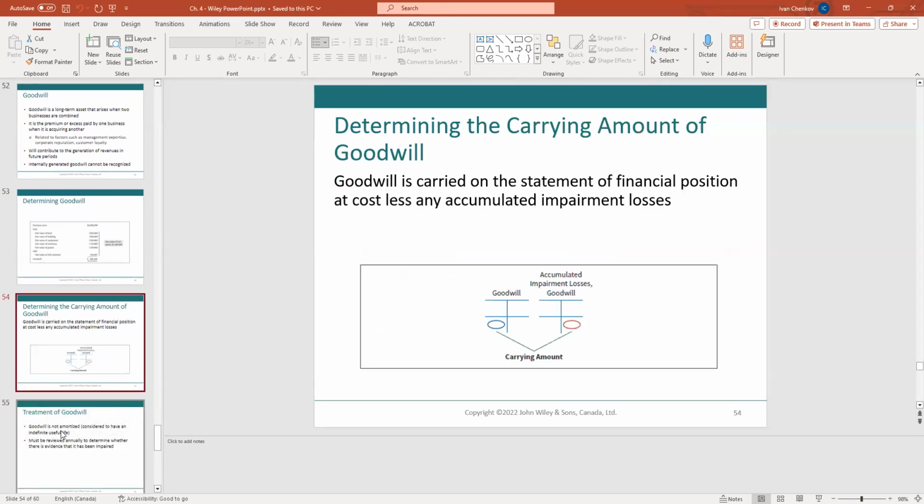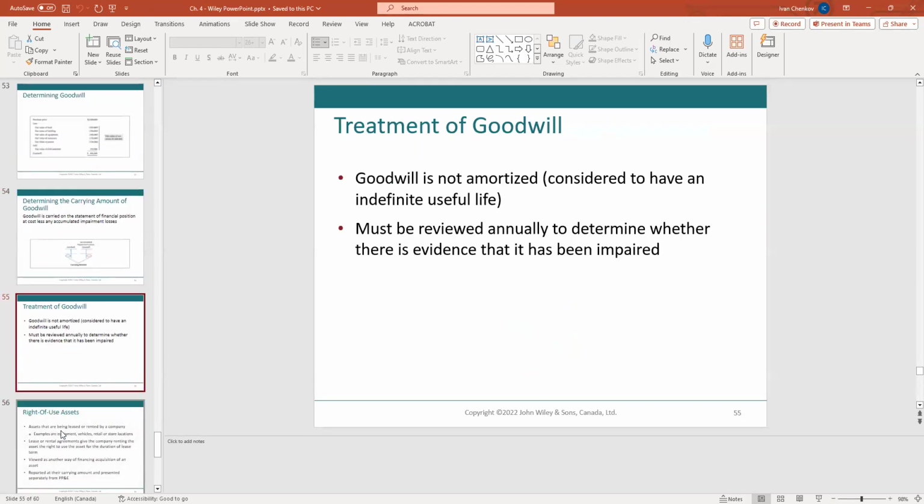How are we going to carry the goodwill? Well, we're going to do impairment, and every time there's impairment, we're going to reduce the value of the goodwill. So the carrying amount of the goodwill is always going to be the original goodwill, which was recognized at the date when we purchased the business, unless there is any impairment loss of the goodwill. Goodwill, what you have to remember, is not amortized, only impaired.